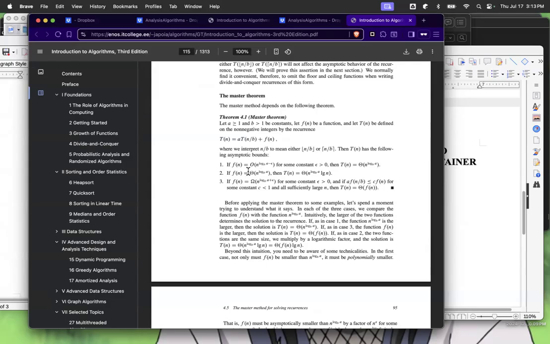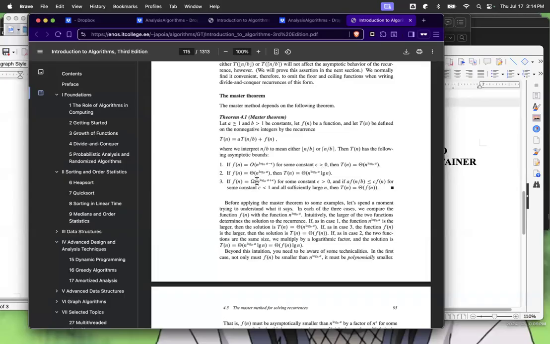However, in the event that f(n) is equal to Θ of it, in other words, f(n) is growing roughly at the same rate, then T(n) is going to be equal to Θ(n^(log_b a) · log n). T(n) is going to be equal to that particular part of our function.